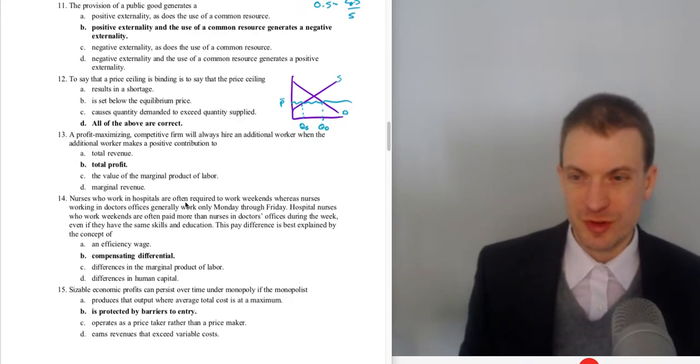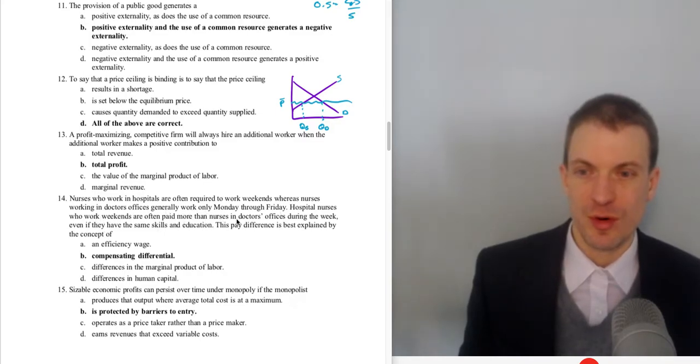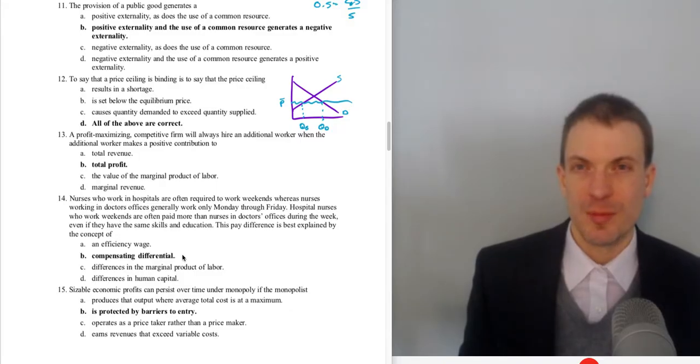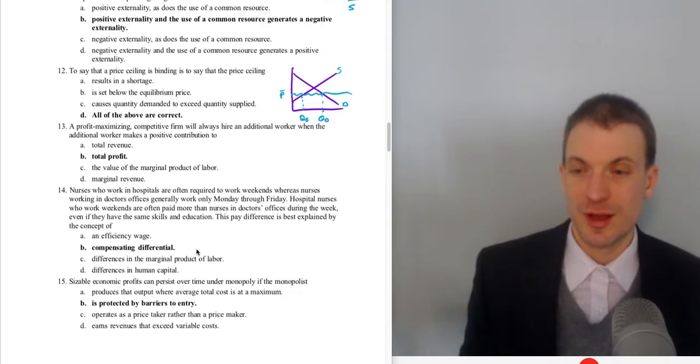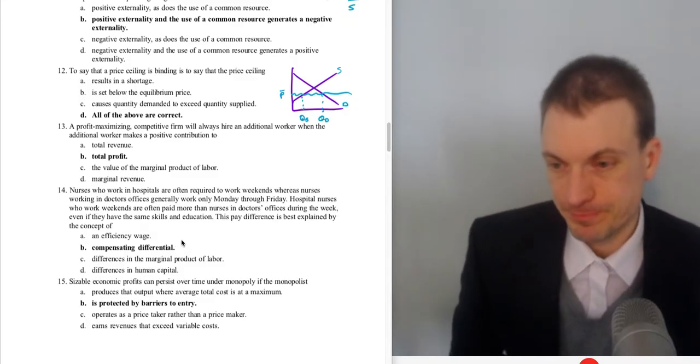Nurses who work in hospitals are often required to work over weekends. Nurses in doctor's offices work only Monday through Friday. Hospital nurses who work on weekends are paid more than those in doctor's offices, even if they have the same skills and education. This is a compensating differential, right? So this is where you are paid a premium for incurring the unpleasant job description. And then there's the penalty for the doctor's offices, getting the pleasant schedule: there's a wage penalty for the pleasant characteristics of the job and a wage premium for the unpleasant characteristics.